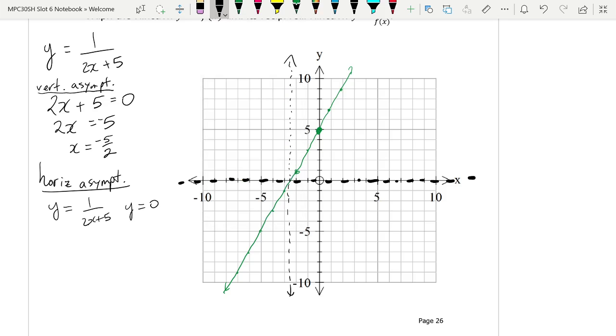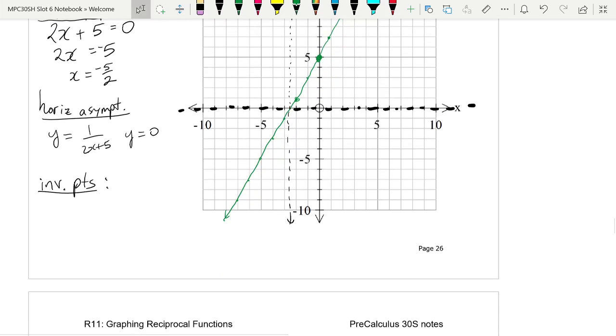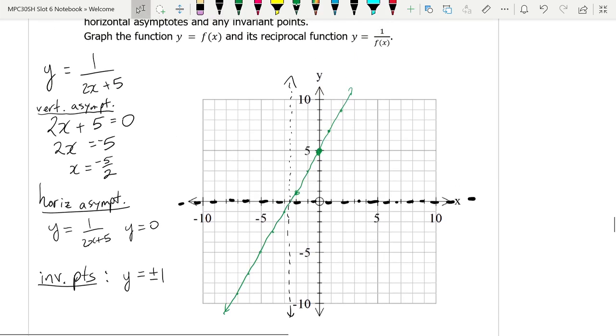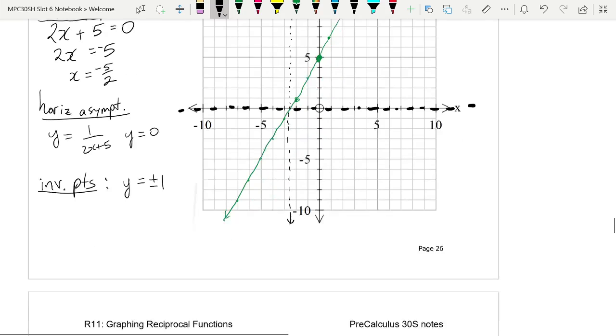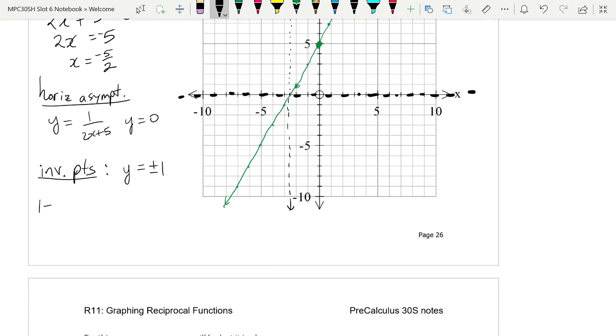What does this graph look like? Well, we already kind of know it's going to be those 2 curvy arms. So what other point do we know? Oh, yes, we want to know our, and I'm kind of out of room here, sorry. I want to know my invariant points. How do we find the invariant points? Well, the invariant points happen when y is plus or minus 1. So go to the original equation. Remember, the original equation was y equals 2x plus 5. And find out how much x is when y is 1.